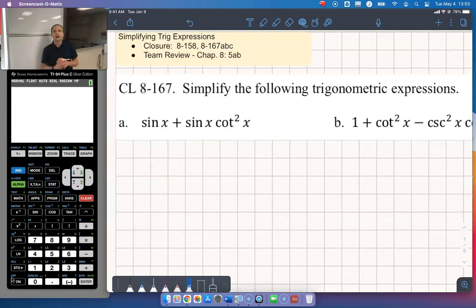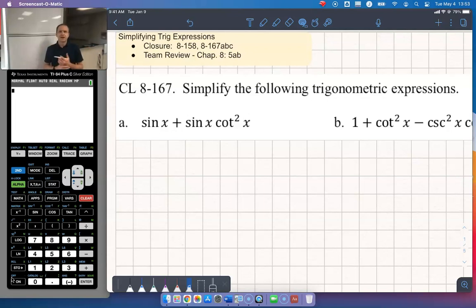For this part of the video, we are looking at simplifying trig expressions. We're going to look at problem 8-167 from the closure. You could also do, if you look at the side from the team review, problem 5A and B covers the same concepts. Now, if we're looking at this simplifying, we have all these different ways of simplifying.